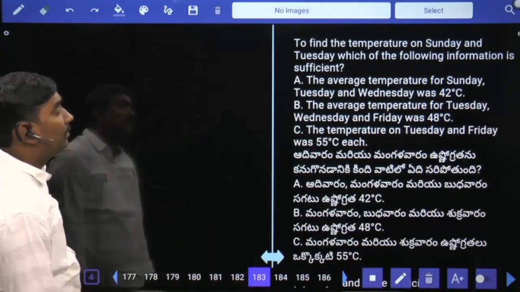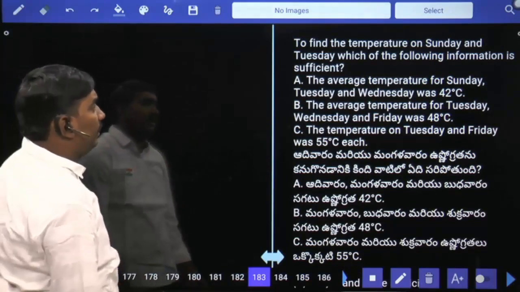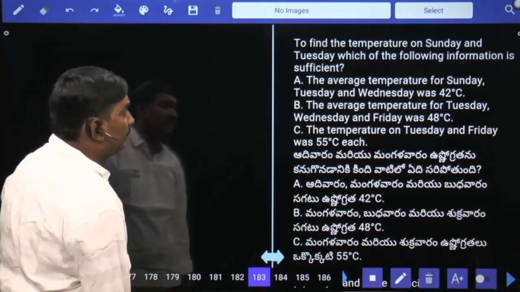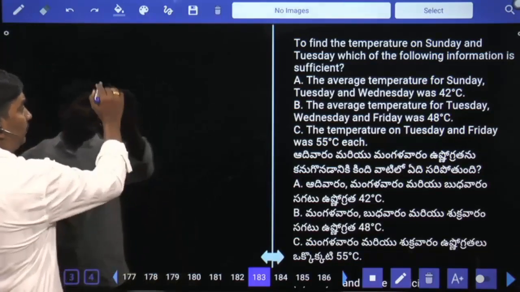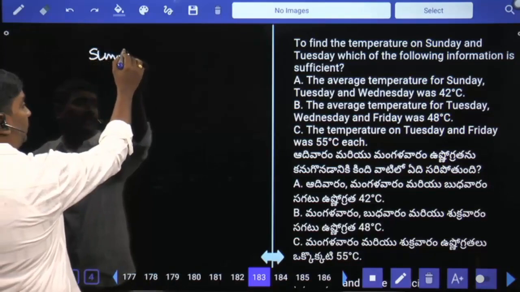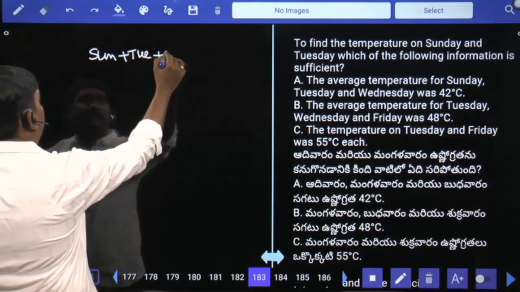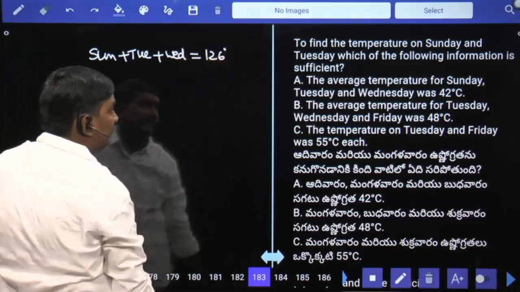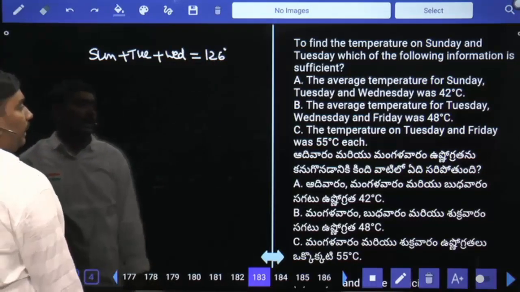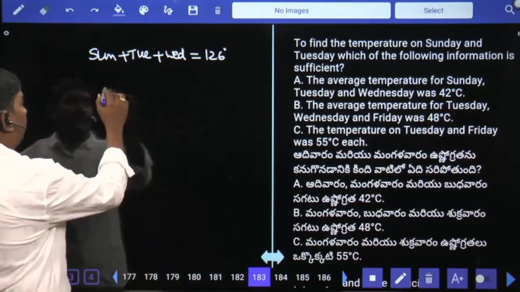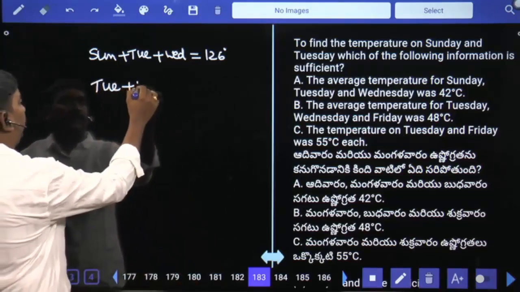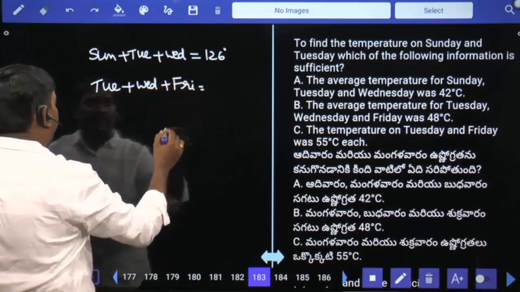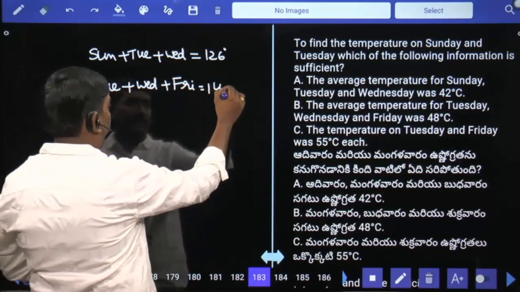Next. To find the temperature on Sunday and Tuesday, which of the following information is sufficient? Average temperature for Sunday, Tuesday, Wednesday is given as 42 degrees, so total 126. Average temperature for Tuesday, Wednesday, Friday is 48 degrees, total 144 degrees.